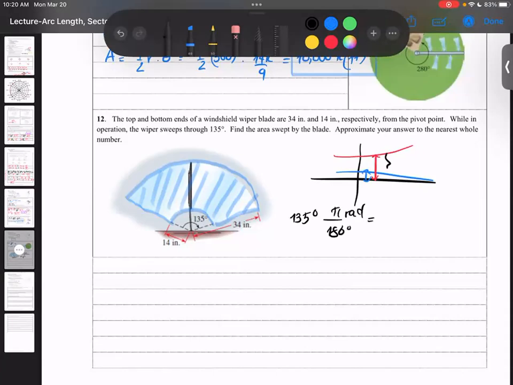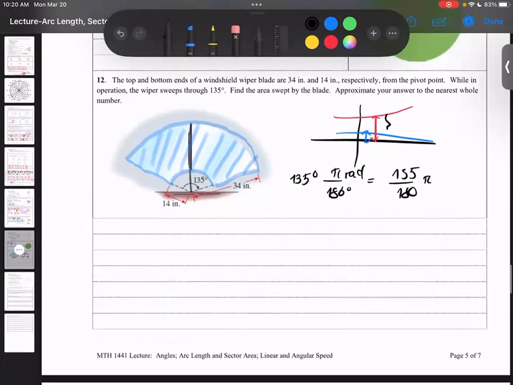I'll just leave it like that. 135 over 180 pi. You can simplify, but you're wasting your time. You simplify at the end. It's not your final answer.